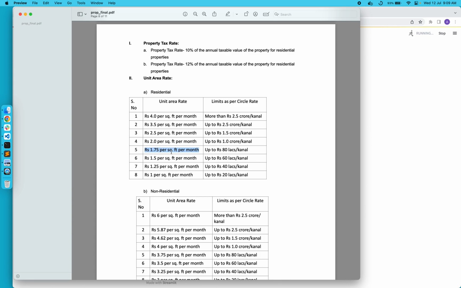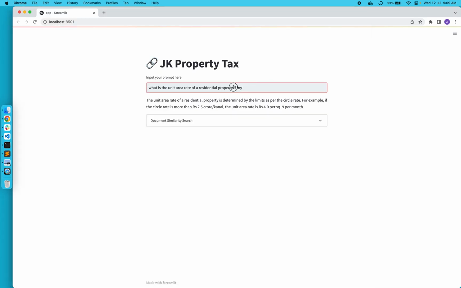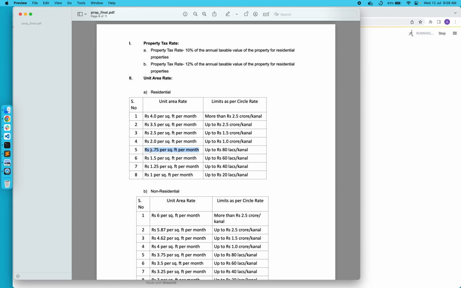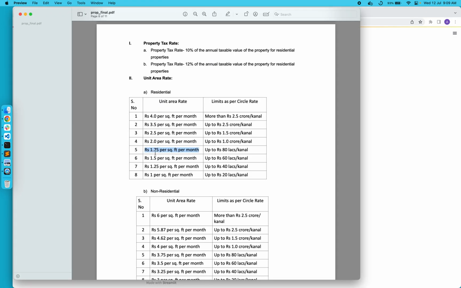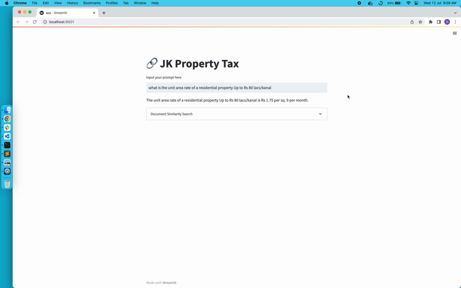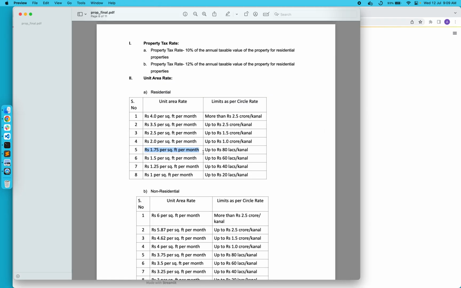Up to 80 lakhs per panel. How should I ask this? We are asking for unit area rate. Let's just ask for this, up to 80 lakhs per canal. So ideally it should show me this. This is the unit area rate. So it says 1.75 per square feet, which is the correct, per month.